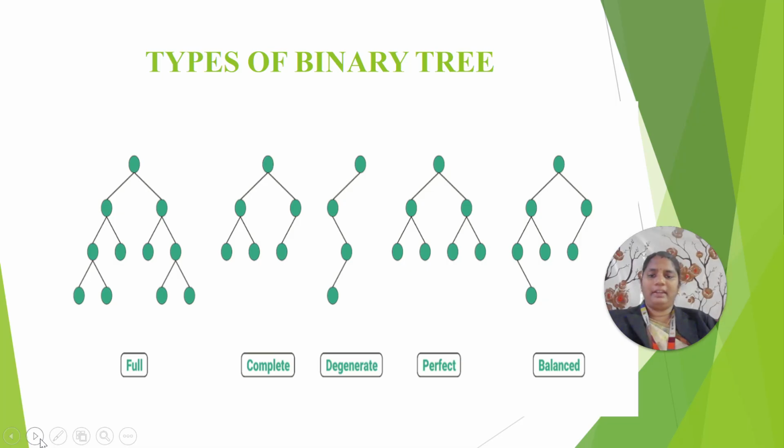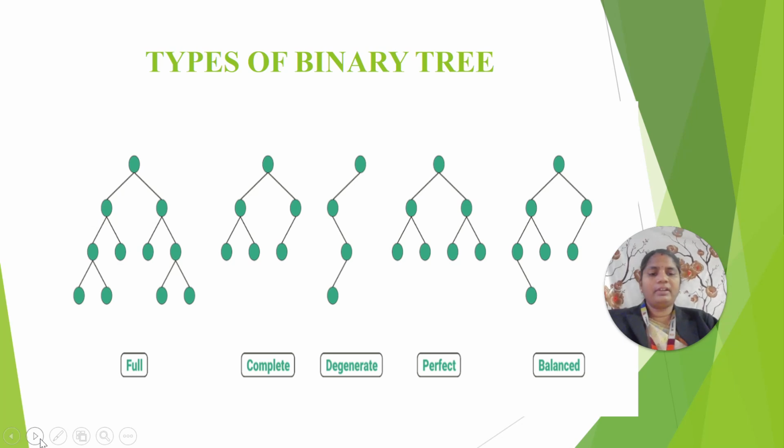Next is degenerate. In this we see each parent node or child node has only one child. Each node will not have more than one child. That is a degenerate binary tree. Next one is perfect binary tree. A perfect binary tree is a combination of full and complete. That means each node has 2 children, which comes under full binary tree, and every level of the children will be at the same level, which is the condition of a complete binary tree. Last one is balanced tree.